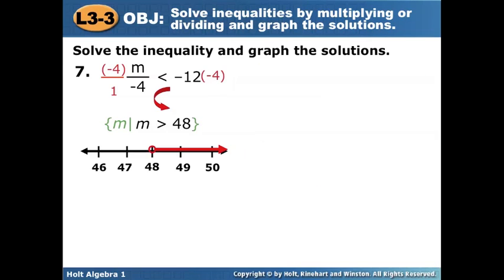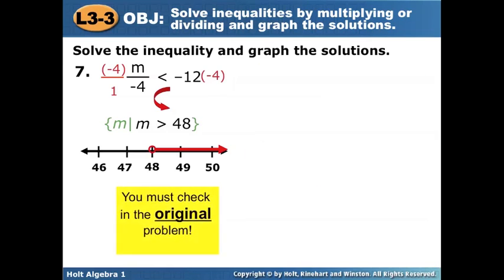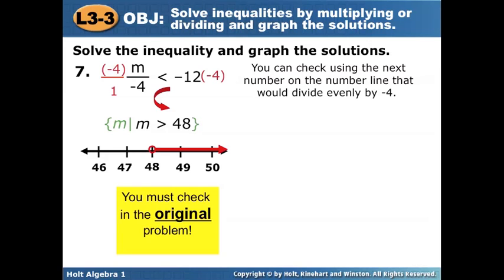We'll now check a number from the shaded region. Remember, do not check the dot number. We want to check a number from the shaded region. So check with 49, or you can check using the next number that is going to be divisible by negative 4. The next number in that shaded region that's divisible by negative 4 would be 52. This just helps to divide evenly without having to use a calculator.